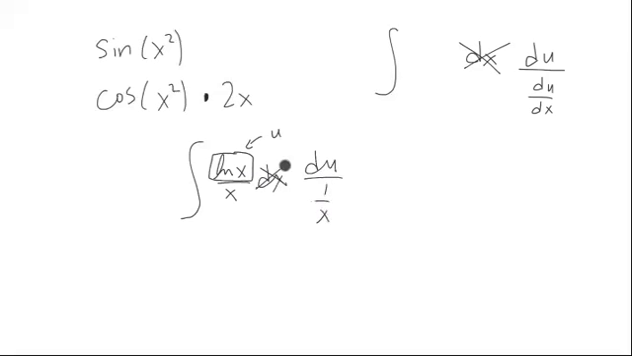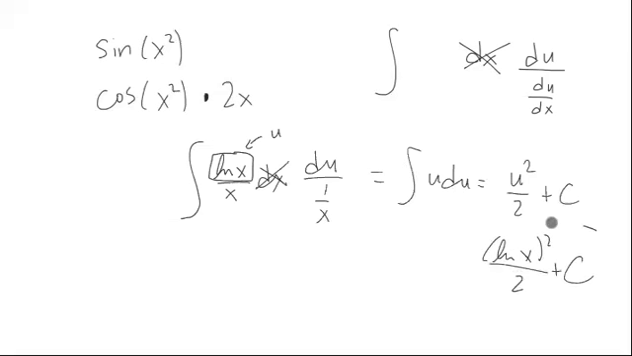And magic occurs in denominator land. x times 1 over x, those cancel. So the denominator is just 1. You're just left with u. So u du. So you get u squared over 2 plus c. Replace what u is, which is natural log x. And we are successful at finding the antiderivative.